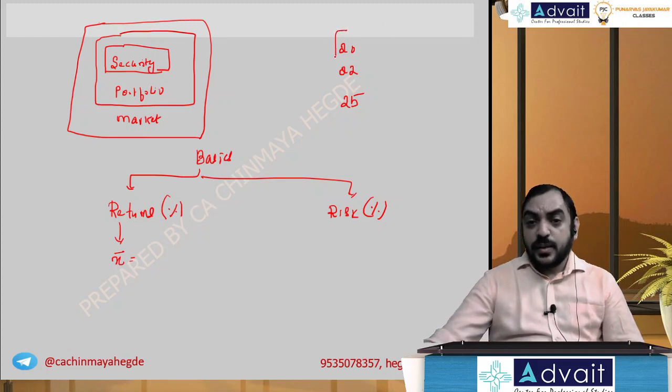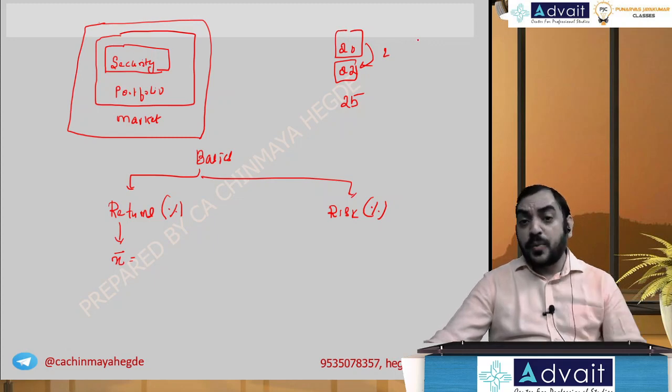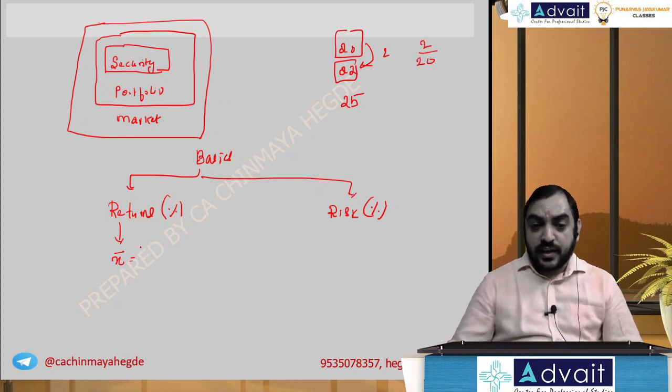So 20 becoming 22. That is 2 rupees. But 2 rupees out of how much? 2 rupees out of 20 rupees. So for returns, we calculate the average return: summation X divided by n, the return for a security.